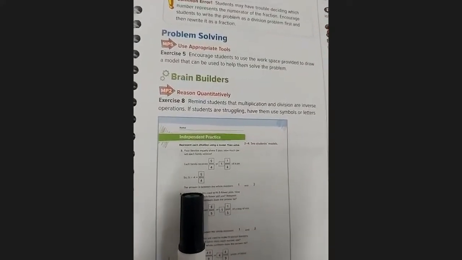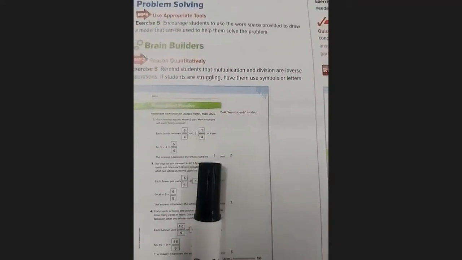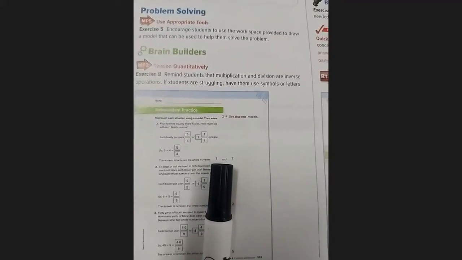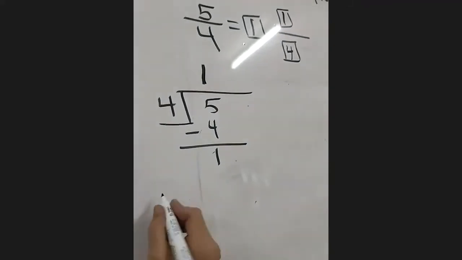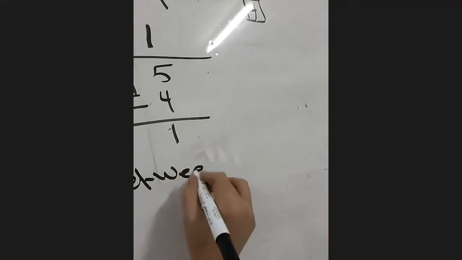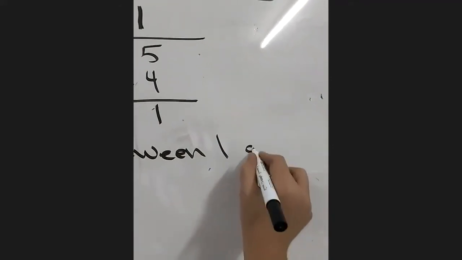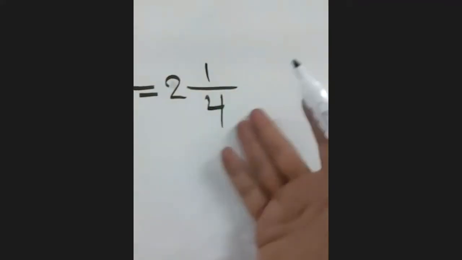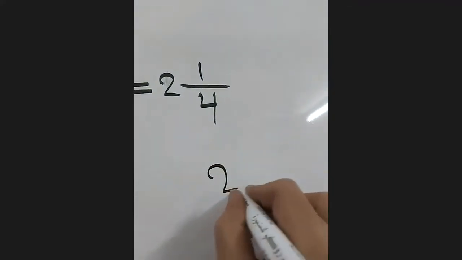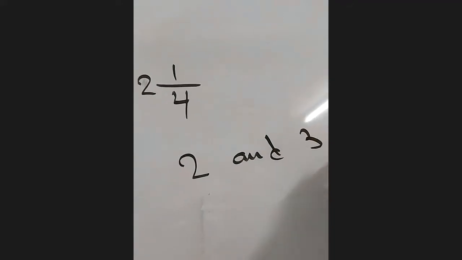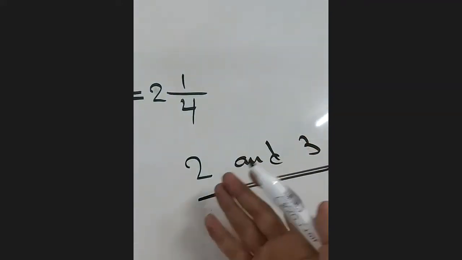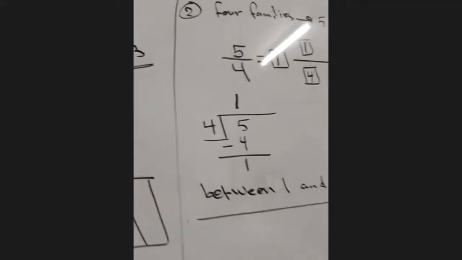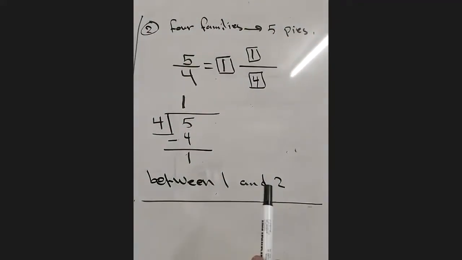The answer is between two whole numbers. Which ones? 1 and 2. So the answer 1 and 1/4, guys, is between the two whole numbers 1 and 2. For example, here 2 and 1/4 is between which two numbers? 2 and 3. The 2 and 1/4 is between 2 and 3. Here, the 1 and 1/4 is between 1 and 2.